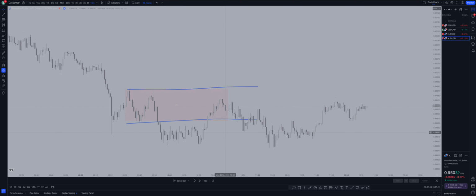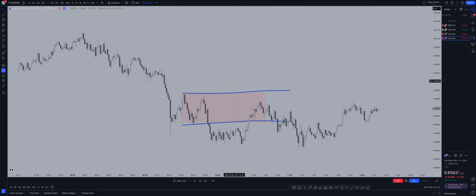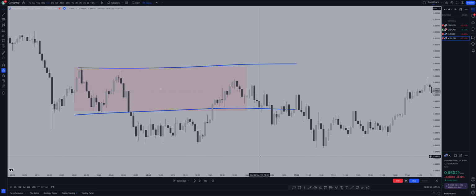It cleans up a little bit better on the 10-minute, right? We get a higher high, a higher high. We also get a higher low here. So how could you have entered this trade?